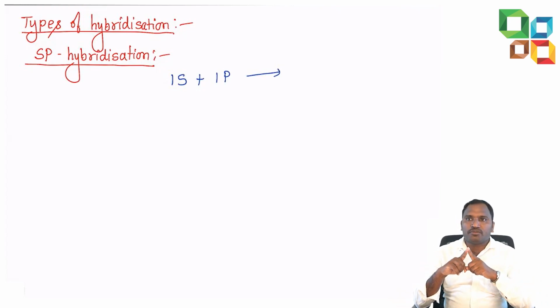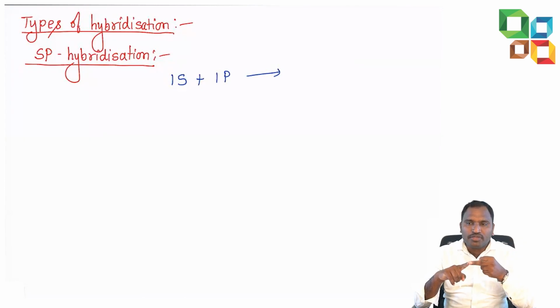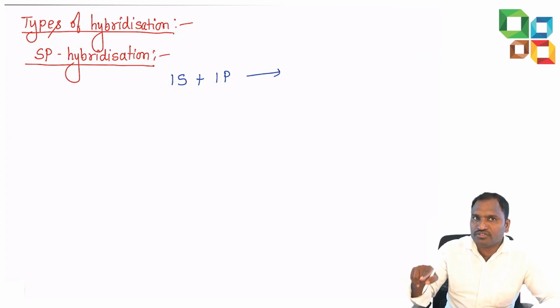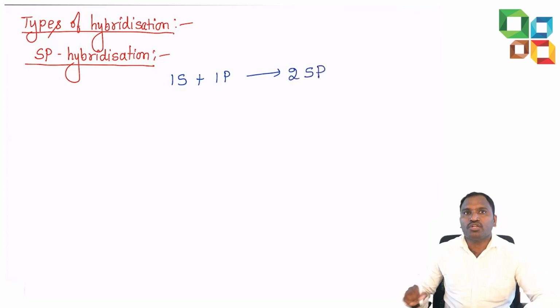Students, listen first, later you can copy. Students, can you hear me? Yes. One s orbital, one p orbital, total two orbitals are involved in intermixing. I told in the definition it forms an equivalent number of hybrid orbitals. So here 1 plus 1, two atomic orbitals are involved, and we will get two sp hybrid orbitals.